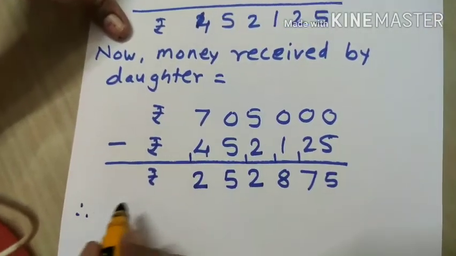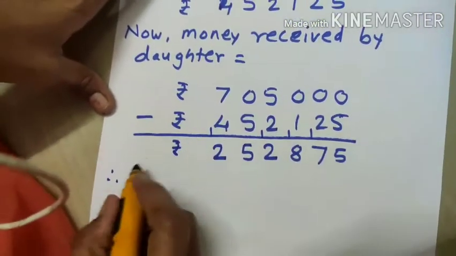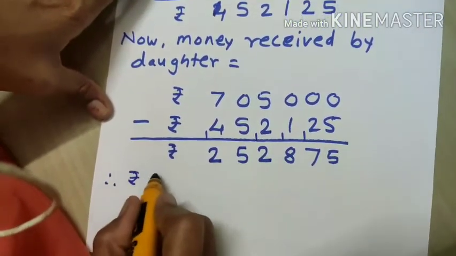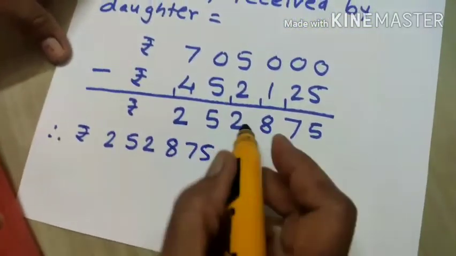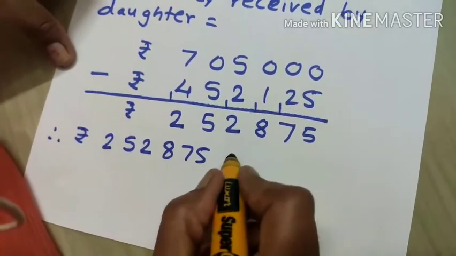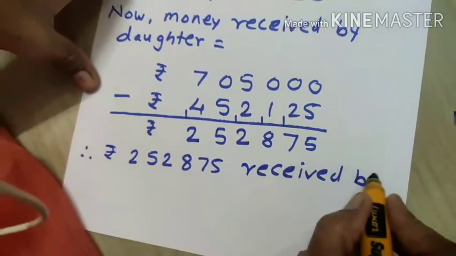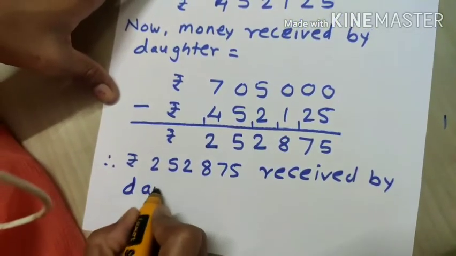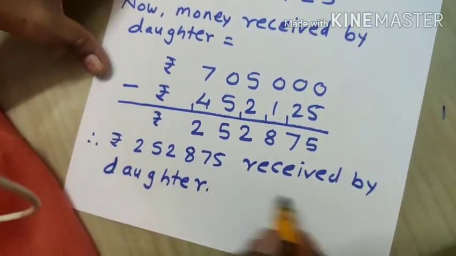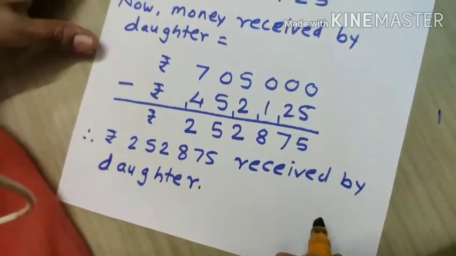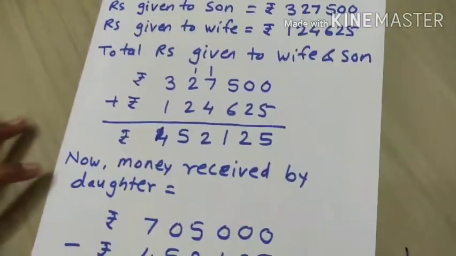So statement you have to write, money rupees 2,52,875 received by daughter. Other questions you try to solve yourself, all are like that only. So up till this is over. This chapter is finished here.